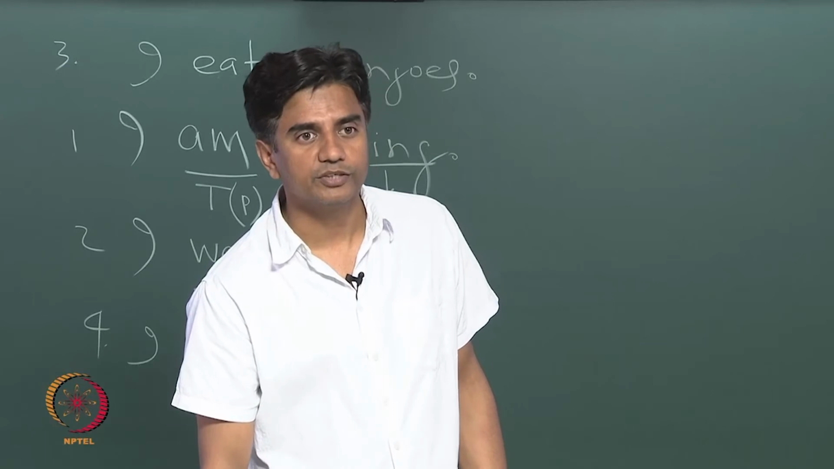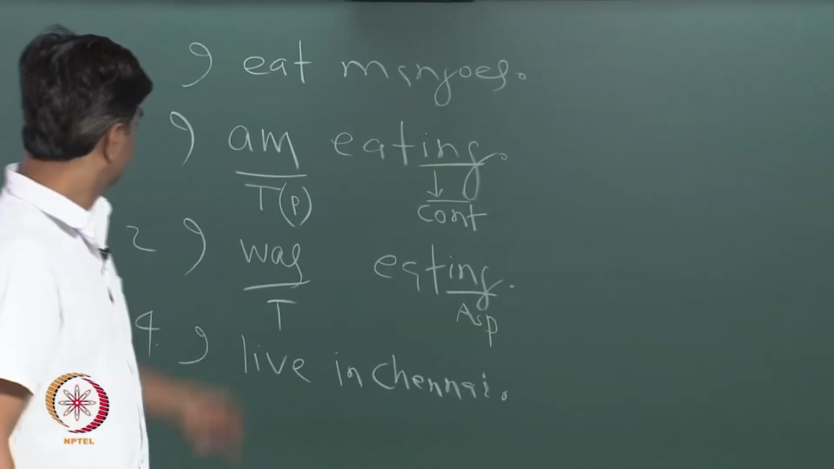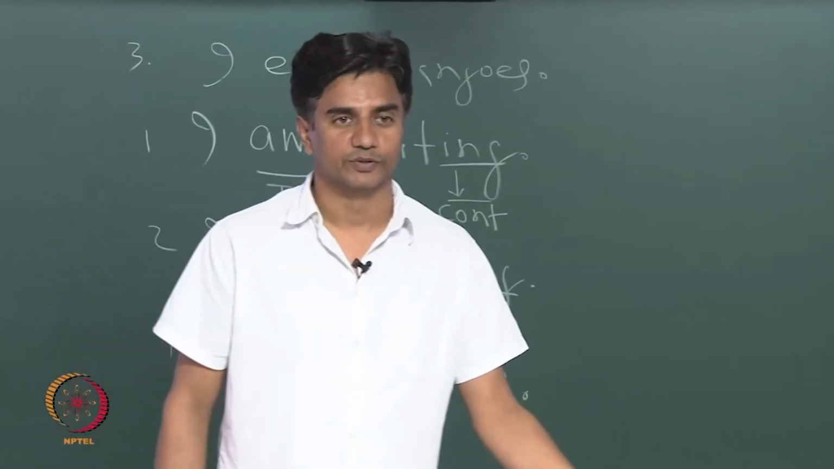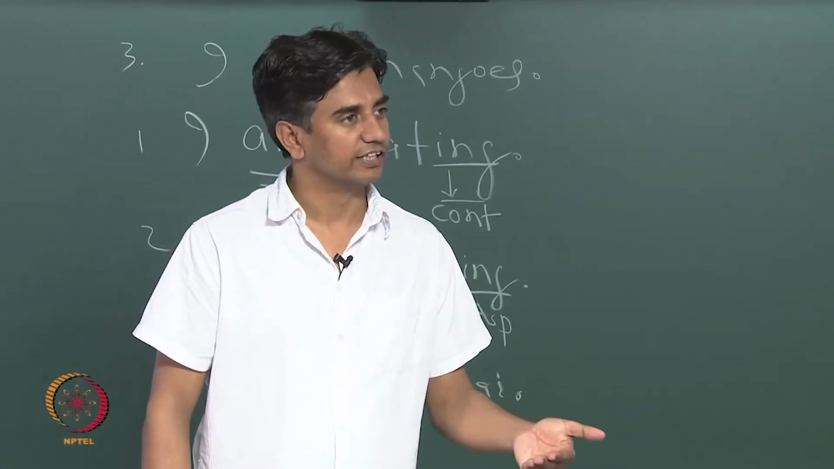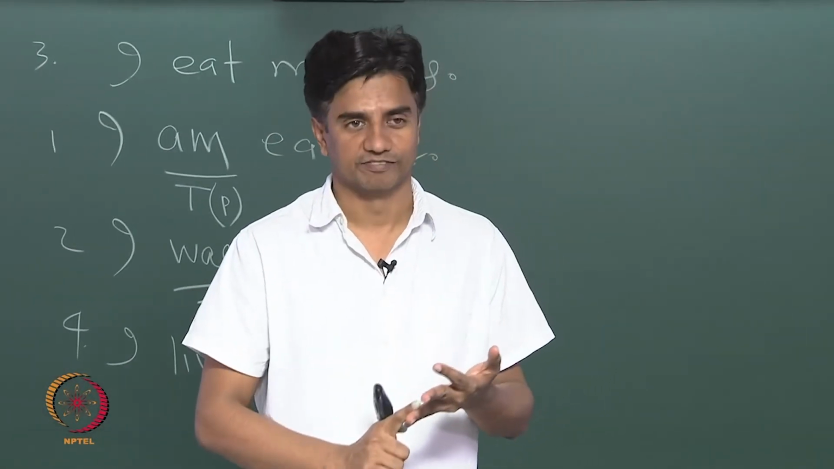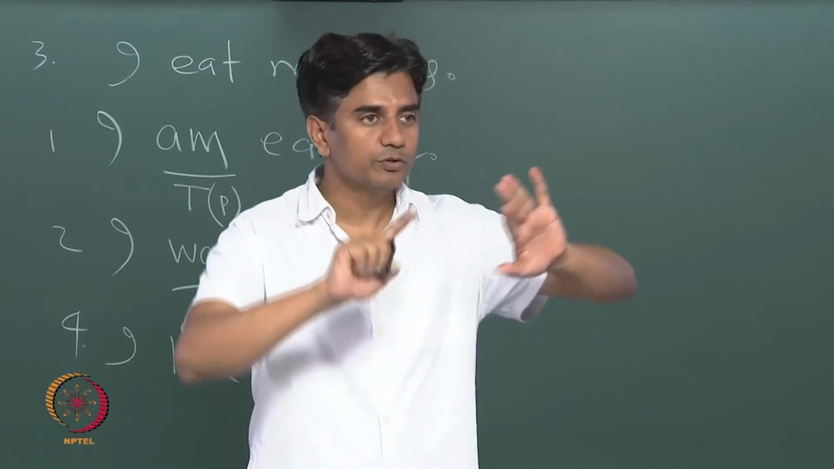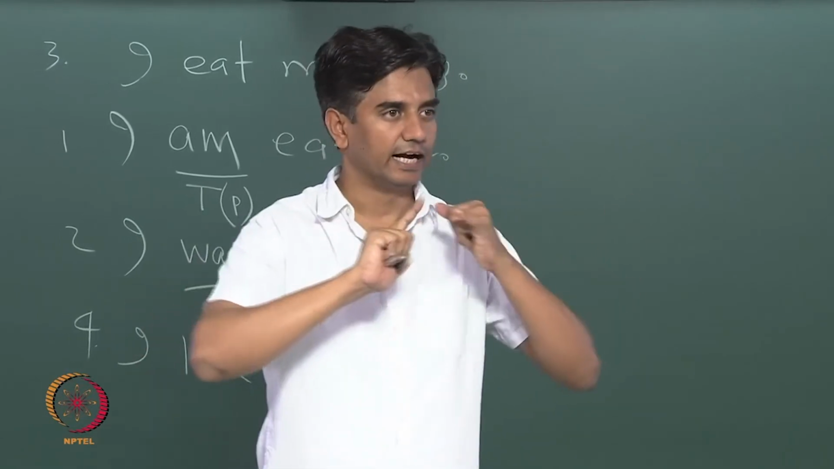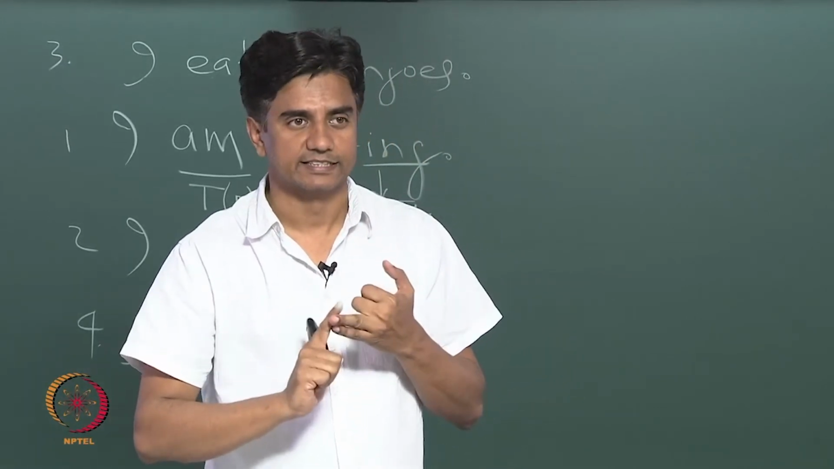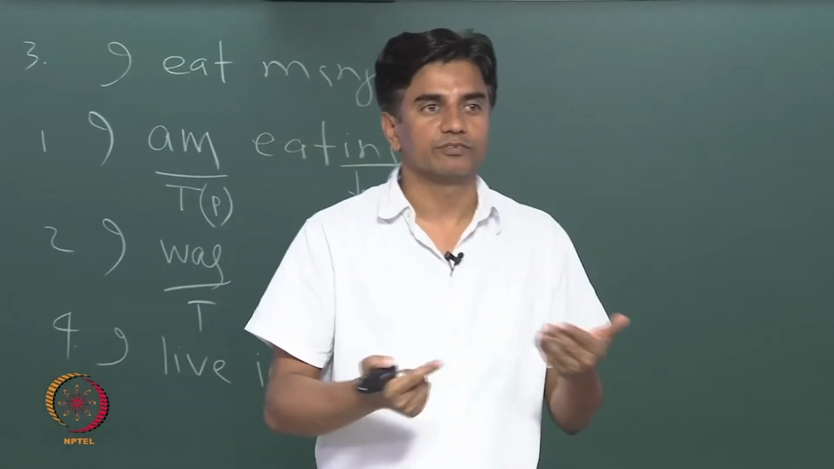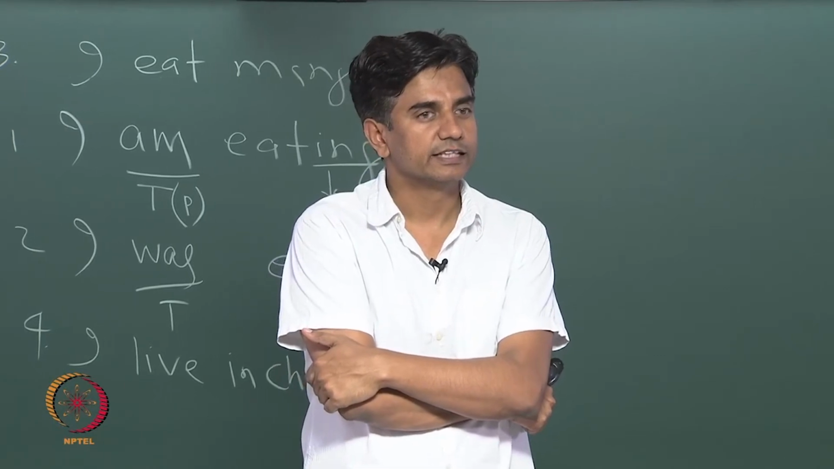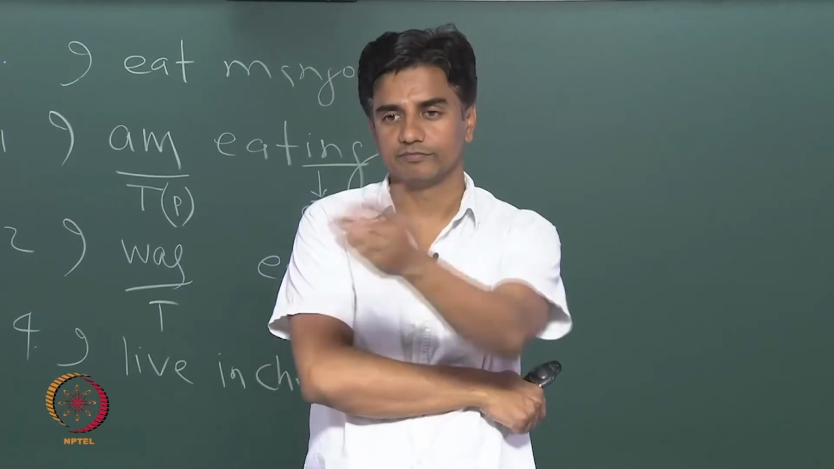Is this talking about continuous? So if I say I am living in Chennai, then that will be continuous. If I say I live in Chennai, what's the difference between I live in Chennai and I am living in Chennai? Forget about tense, both are present tense. I live in Chennai and I am living in Chennai. Both are present tense sentences. Besides that, what's the difference between the two? In terms of their meaning? Yeah, go ahead.